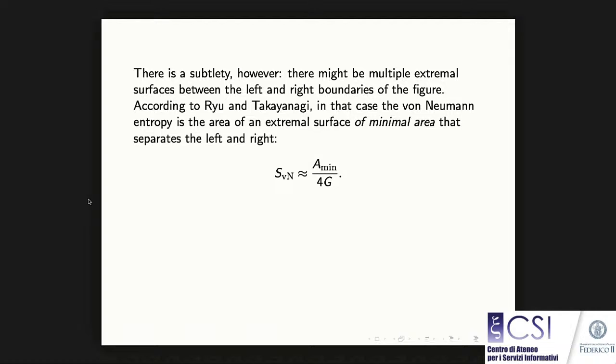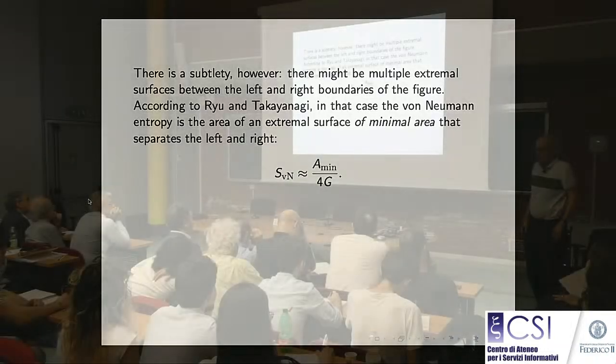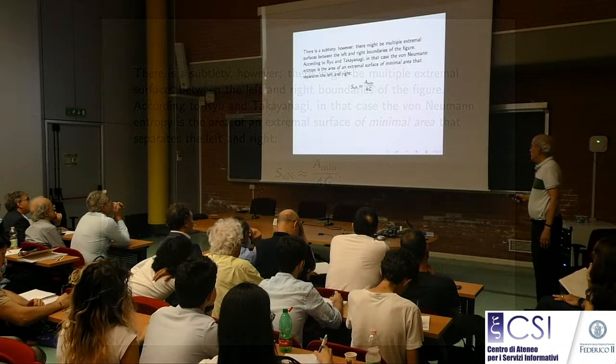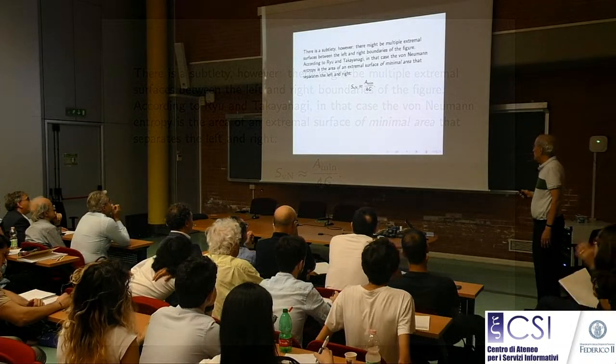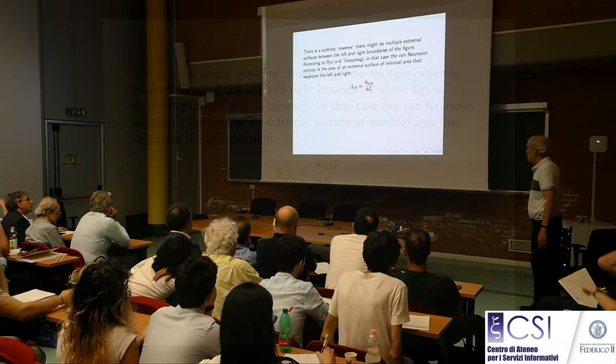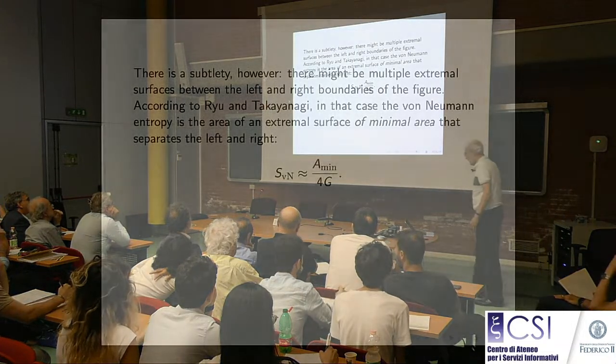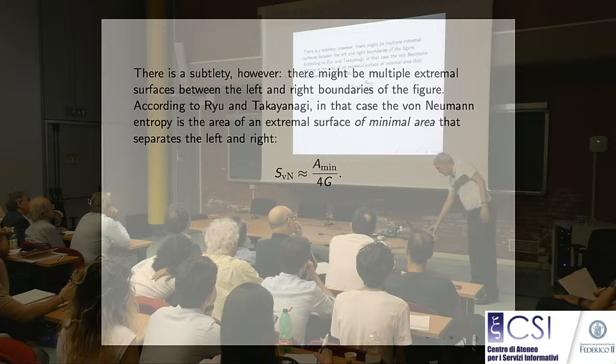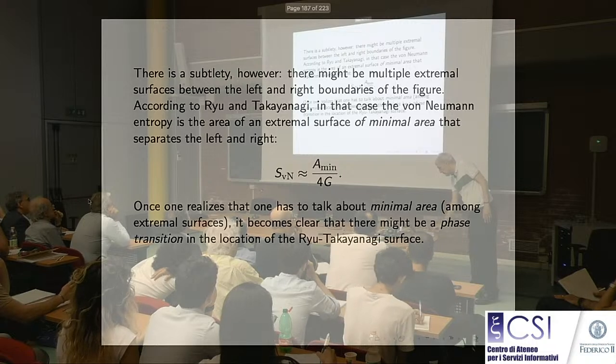By the way, it's important that the minimization is only among extremal area surfaces. If you allowed arbitrary variations of a surface, you would never have minimal area, because taking any space-like surface and wiggling it in a time-like direction, you could always reduce its area. So what you do is consider extremal surfaces only, and then you take the minimal area among extremal surfaces. And that is believed to be the von Neumann entropy of the density matrix.